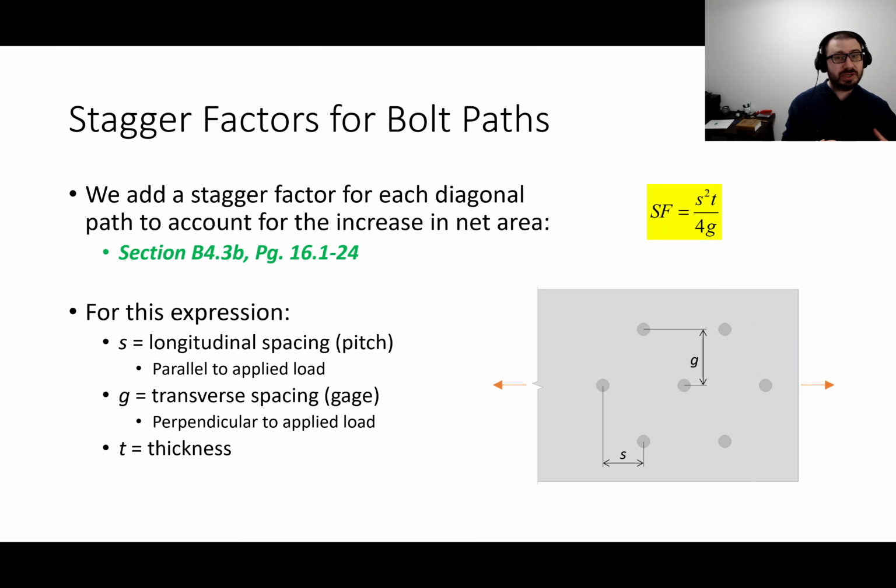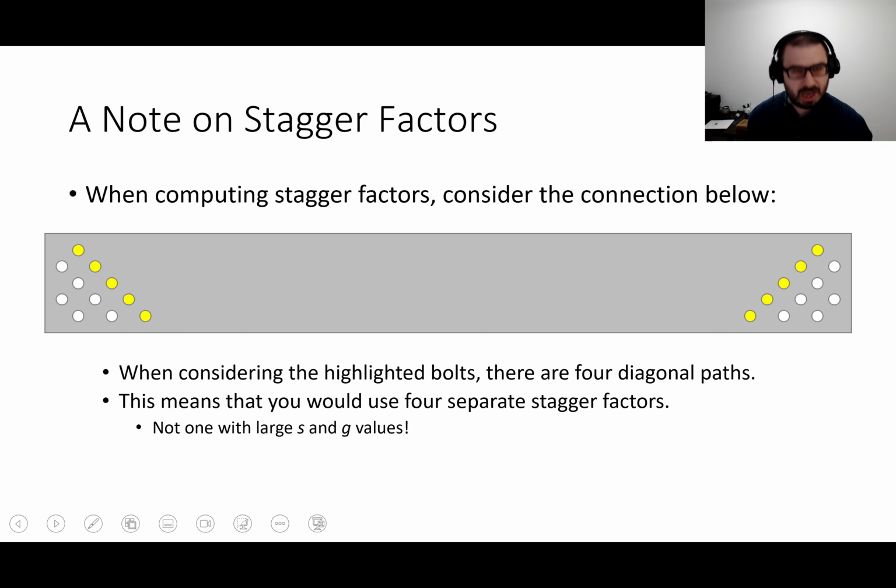Now, the way the notation's working, S is the longitudinal spacing and G is the transverse spacing. What I mean by that is S is parallel to the application of load and G is perpendicular to the application of load. So you got to make sure that you're using the right terminology here when you apply stagger factors. Don't worry, we're going to have an example on this here in a second. Now, one thing I will mention is that whenever you're computing stagger factors, this is sometimes an area of confusion with students, and so I want to make sure that it's clear.